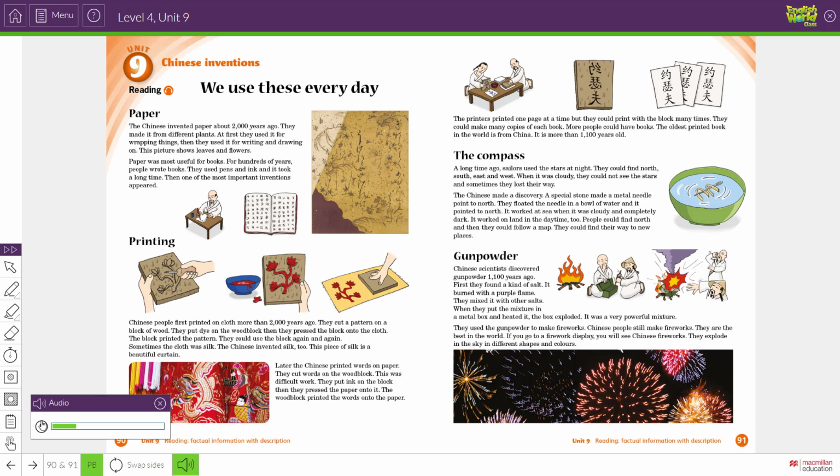Okay, let's move to the second paragraph. And before dealing with the second paragraph, you have only 2 questions. Try to find the answer for them. The first question on the second paragraph is, what did the Chinese first print on? Question number 2. What 2 things did they use for printing on paper? Okay, listen and read.